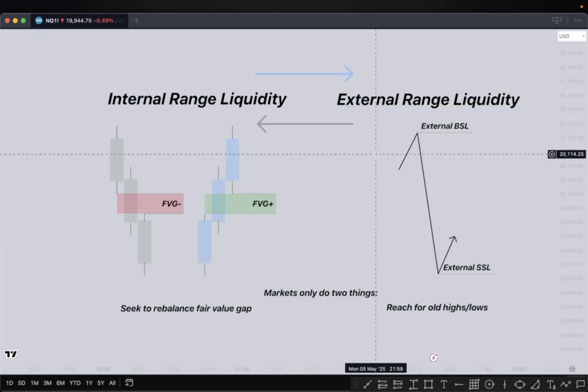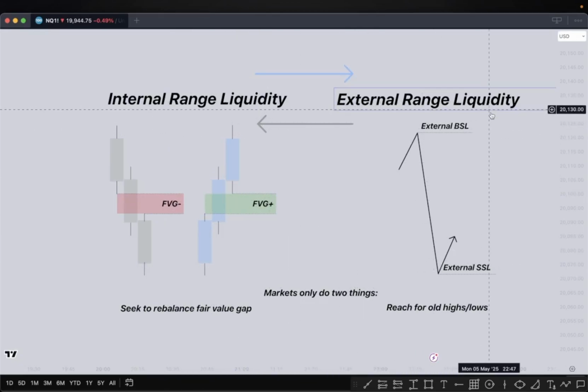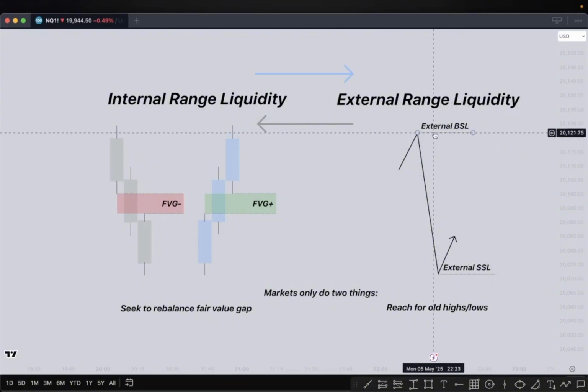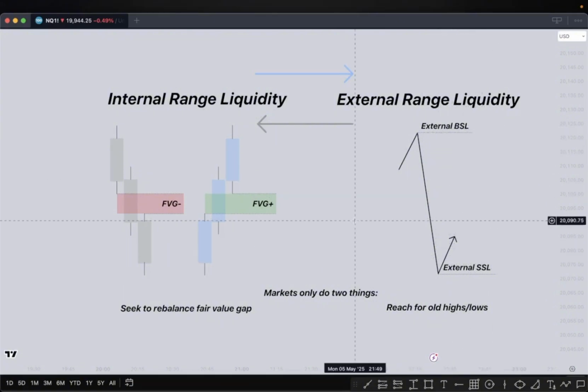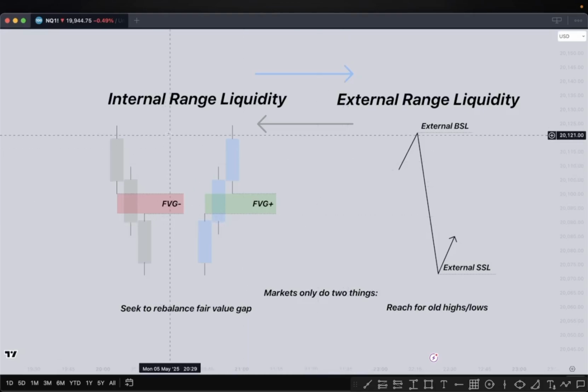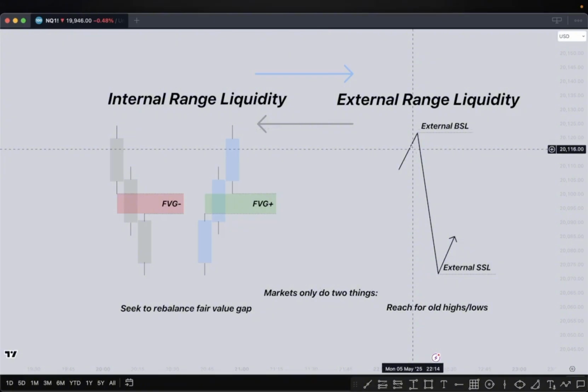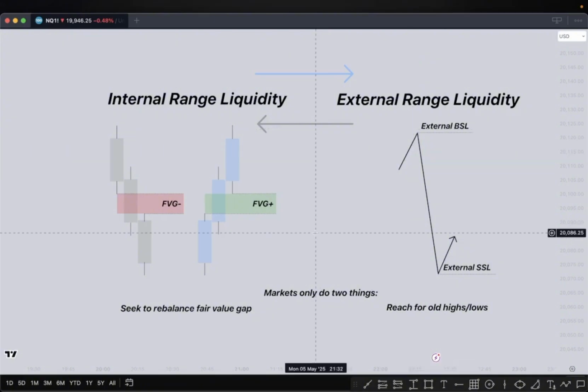And then on the other side is our external range liquidity. This is going to be in the form of buy side or sell side. Fairly simple. It's two things. A lot of people like to say internal range can be order blocks, mitigations, or really just any imbalance. But I feel like that adds confusion. And to keep trading as simple as possible, you really just want it to be fair value gaps. That's really all you need. A fair value gap targeting one side. Fairly simple. And yeah, keep it like that.